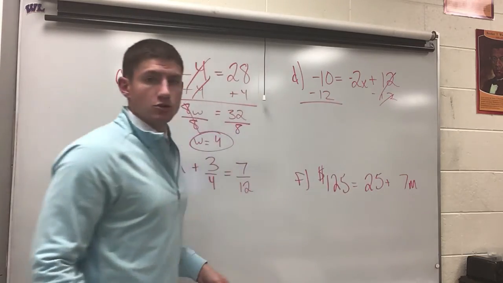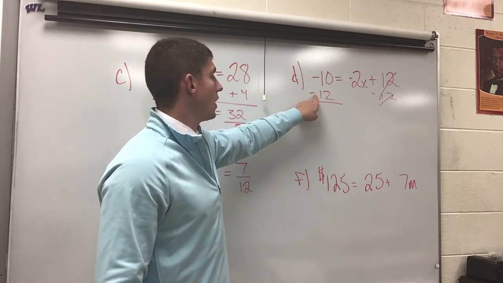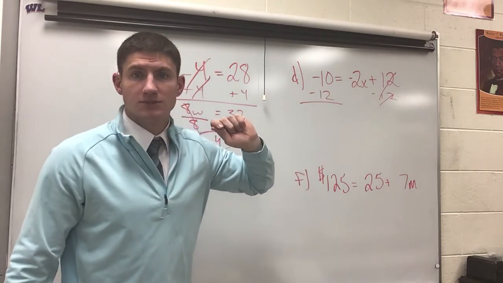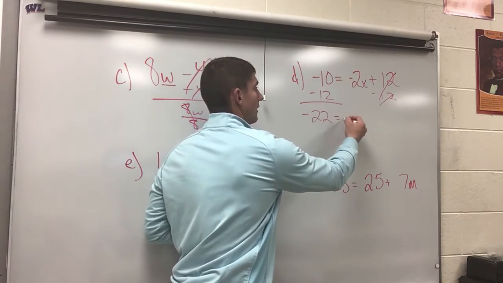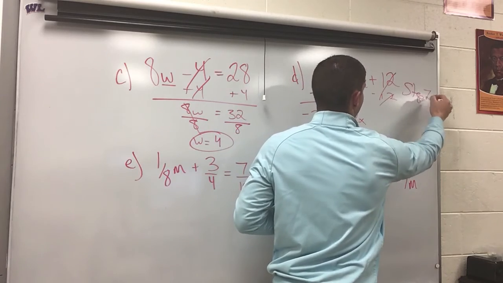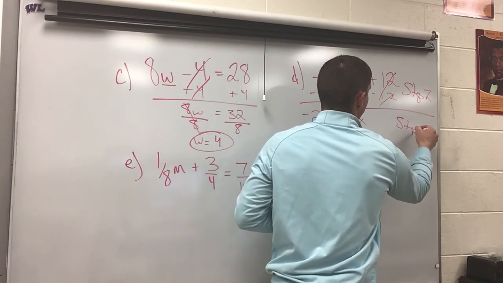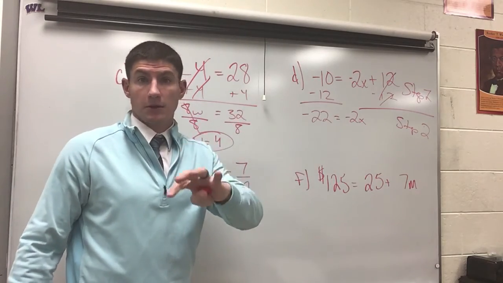Here I'm using my subtraction terms with signed numbers. I got negative 10 minus 12. Same sign, sum. Add those up. 10 plus 12 is going to be 22. Keep the same sign. Rewrite the equation to show that this was step 1. This is going to be step 2. And step 2, I'm now going to multiplication or division.